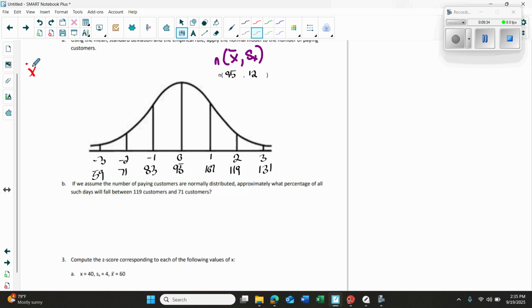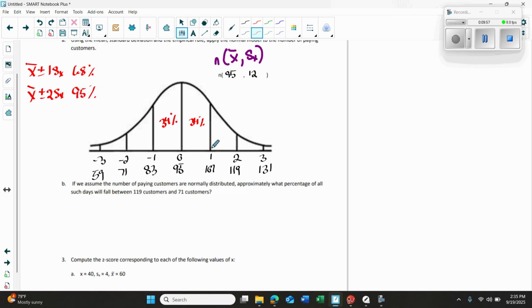So between 1 standard deviation is 68%, which means since it's symmetrical, if I divide 68.2, that means 34% of the data is between -1 and 0 and 0 and 1. Now for 2, we have 95% of the data.